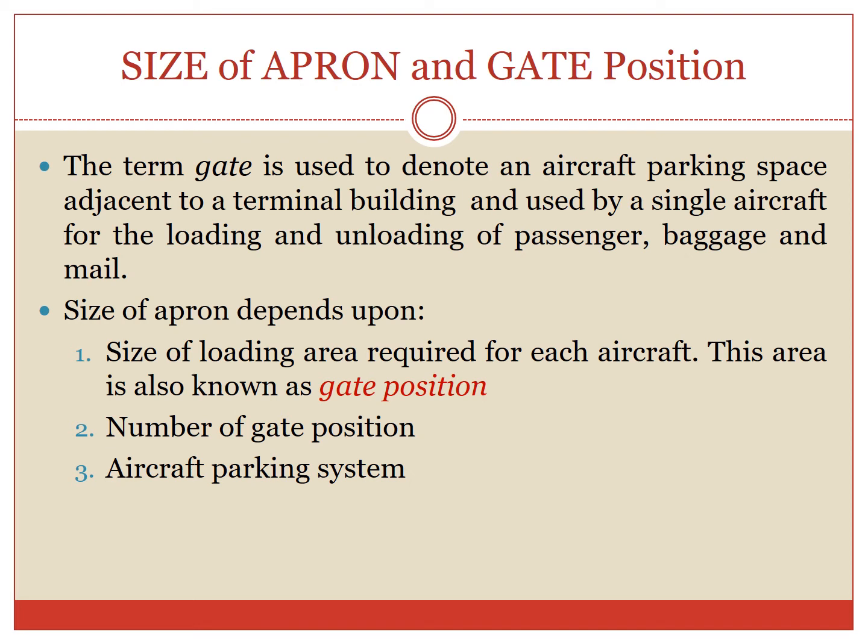Now next, moving across to the size of an apron and its gate position. Now the term gate is used to denote an aircraft parking space adjacent to a terminal building and used by a single aircraft for loading and unloading of passengers, baggage and mail. The size of an apron depends upon three factors. First is the size of an aircraft. Second is the aircraft parking configuration. And the third will be the manner in which the aircraft enters and leaves the gate position.